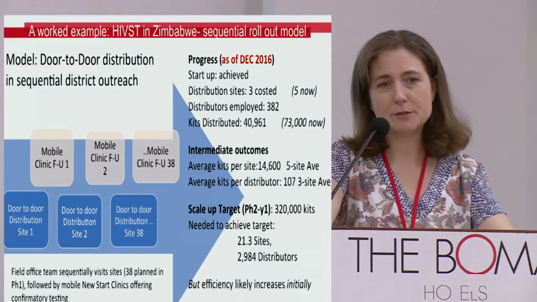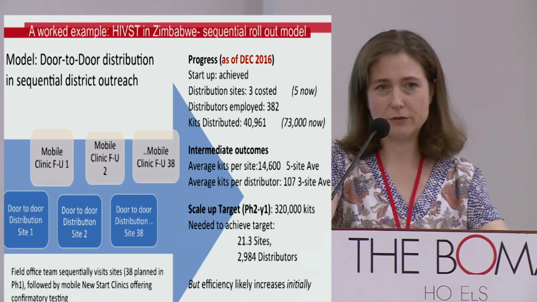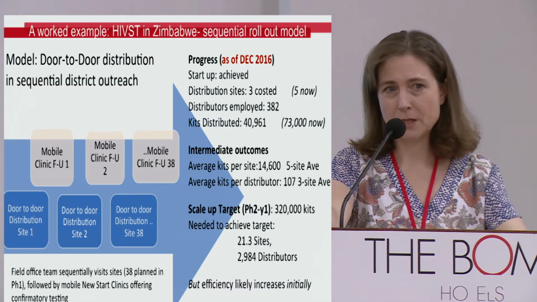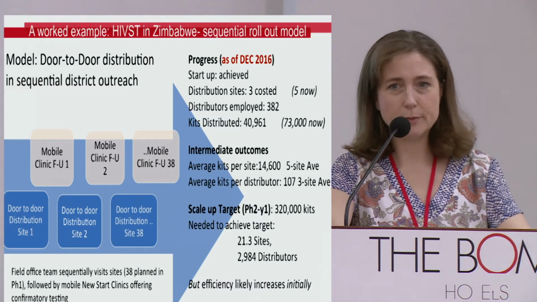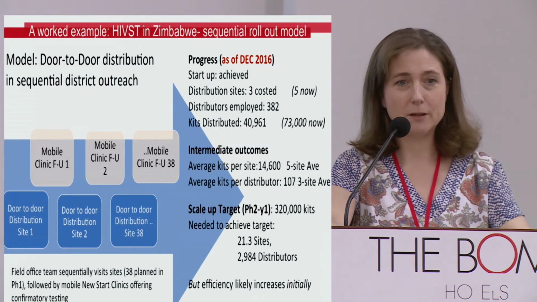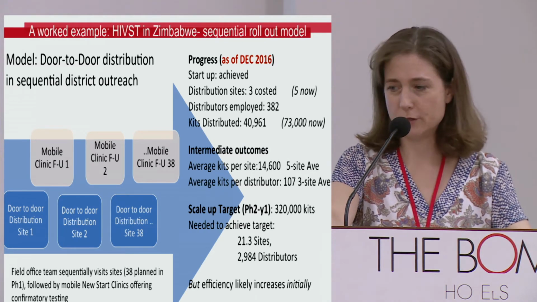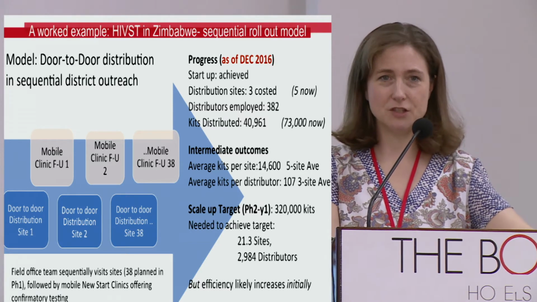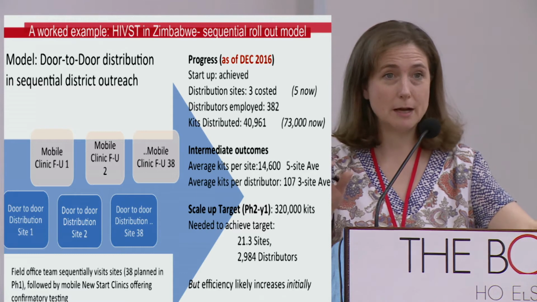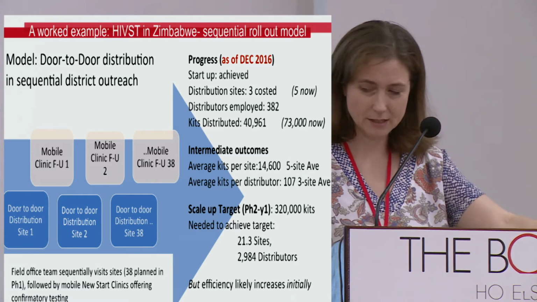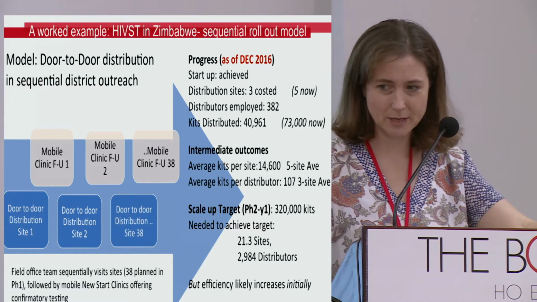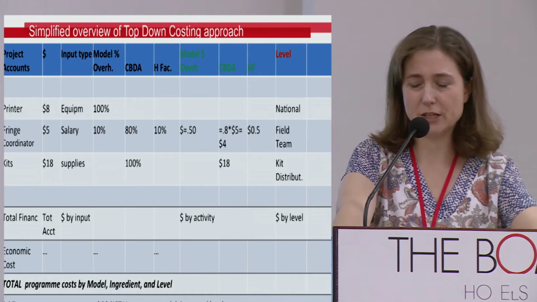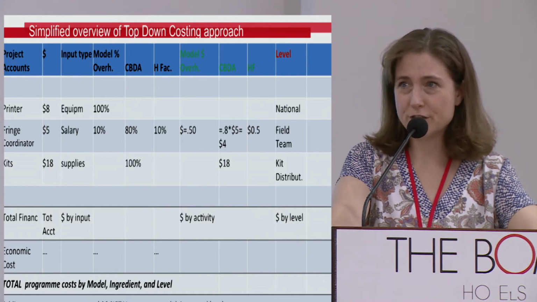So if our scale-up target for the first year of phase 2 is 320,000 kits, we can calculate backwards. We need to reach about 21 sites and employ about 3,000 distributors. This is not yet going to recognize that efficiency is likely to improve, but we are going to update these estimates. It's a live model, so we'll continue to estimate how numbers are changing. As I mentioned, we start with our project accounts.